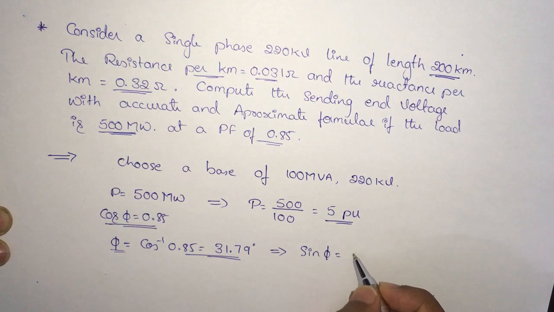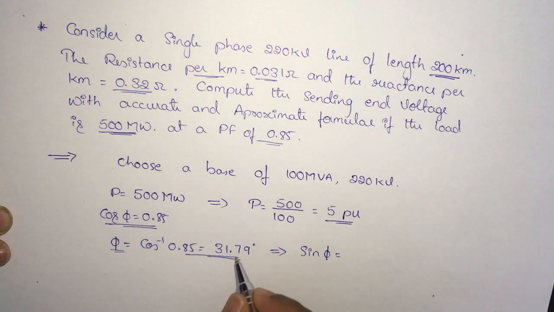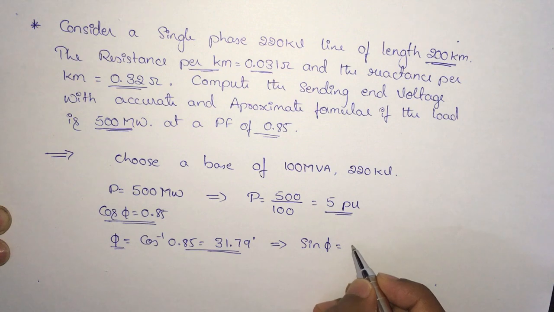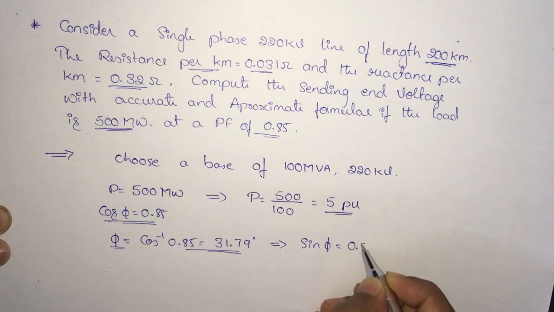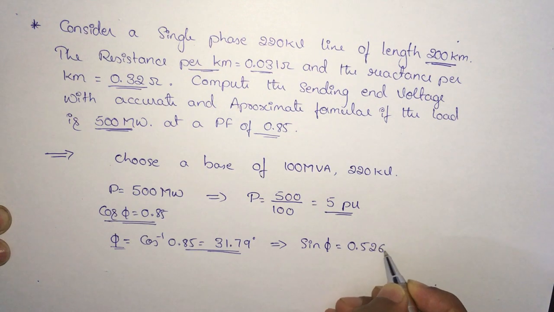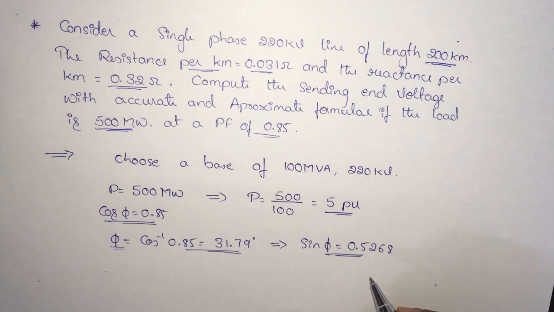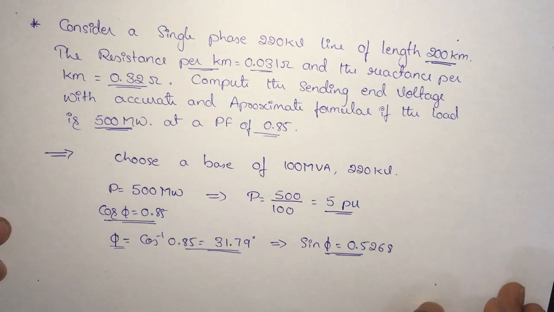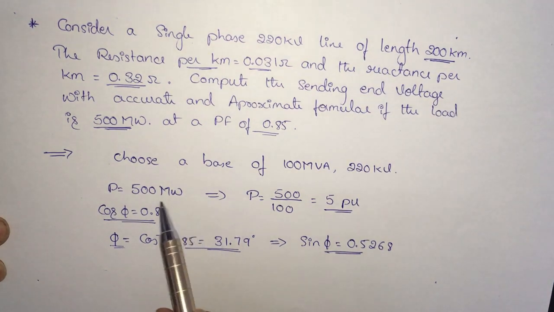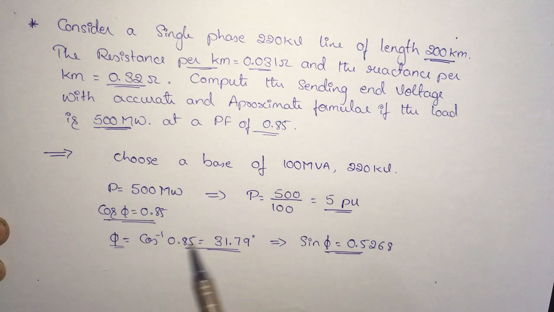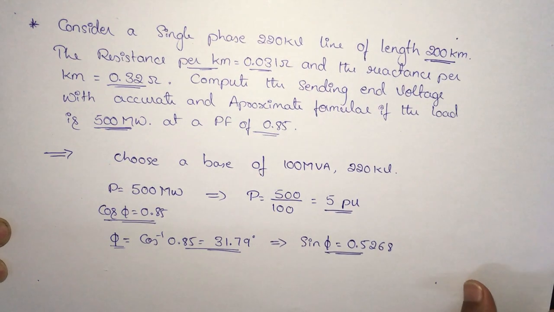Sin phi is nothing but sin of 31.79. Sin of 31.79 will be 0.5268. This will be the value of sin phi. Now we got the base value and the per unit value of real power, and we also calculated the value of phi and sin phi. Moving on to the reactive power calculation.